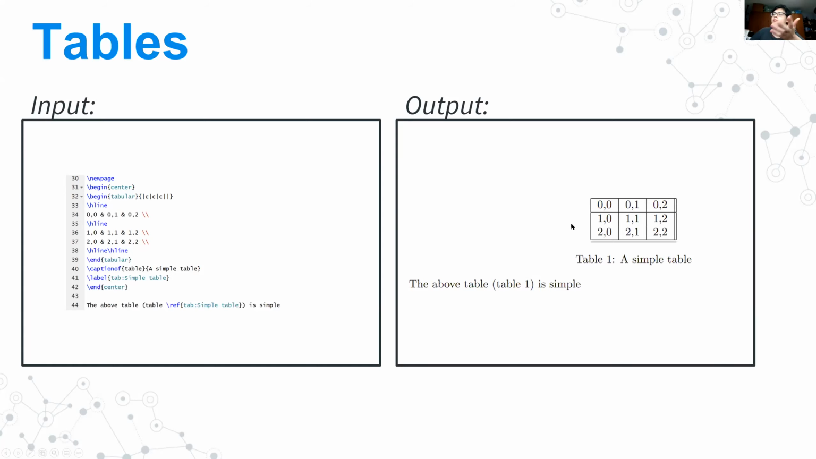Or if you want to put 2 lines between these 2 columns, then for this vertical line, you just replace it with 2 lines. So it's very simple for the number of columns and number of vertical lines.